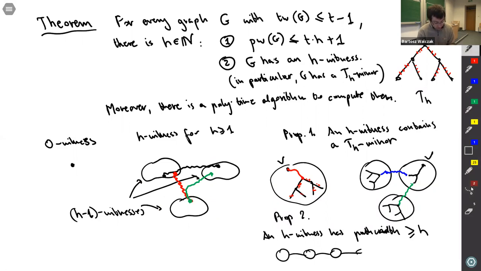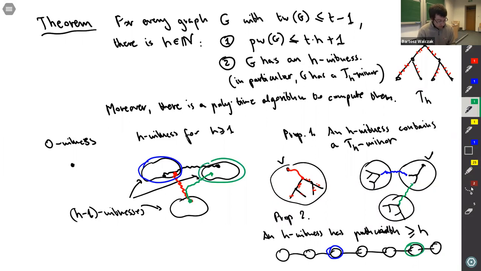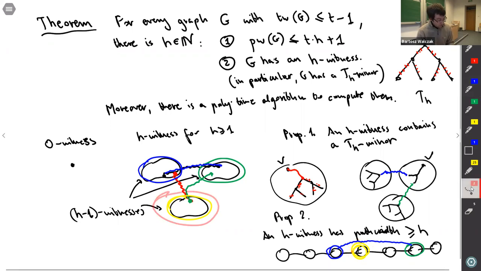So if we look at this path decomposition, suppose that here we have a bag which contains H vertices from that part. Here we have a bag which contains H vertices of that part. And say, here we have a bag which contains H vertices of that part. But then there is this path here that avoids the yellow H minus one witness. So this path must be somewhere here in the path decomposition while avoiding it. It cannot pass through the vertices from the yellow, which are in this bag from the yellow H minus one witness. So this path will add at least one more vertex to this bag here. And this is how the path width grows. Okay.